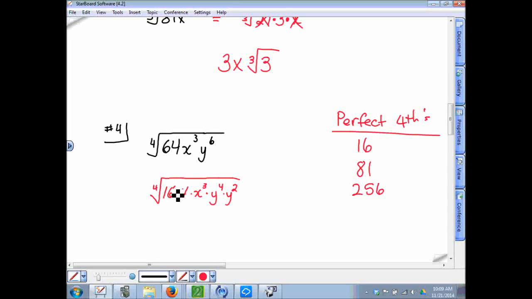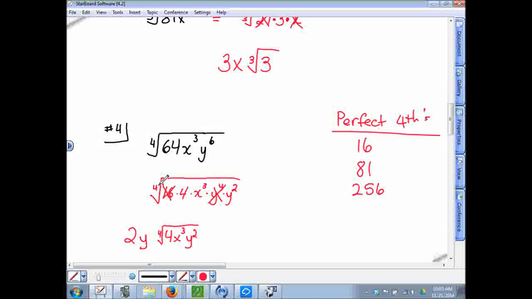The 4th root of 16 simplifies and comes out as a 2. The 4th root of 16 is 2. What else simplifies in here? Y to the 4th. The 4 divided by 4 is y to the 1st. But now everything else stays on the inside. So this is going to be the 4th root of 4x to the 3rd y squared.